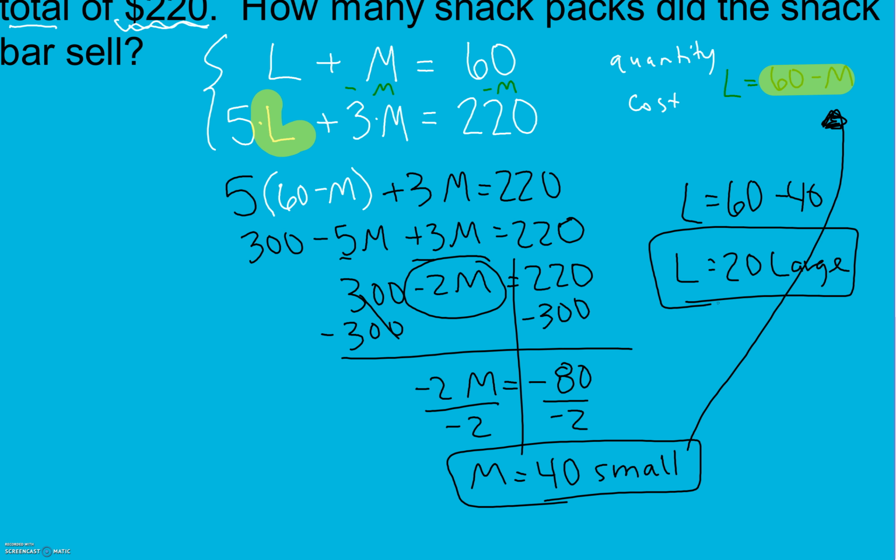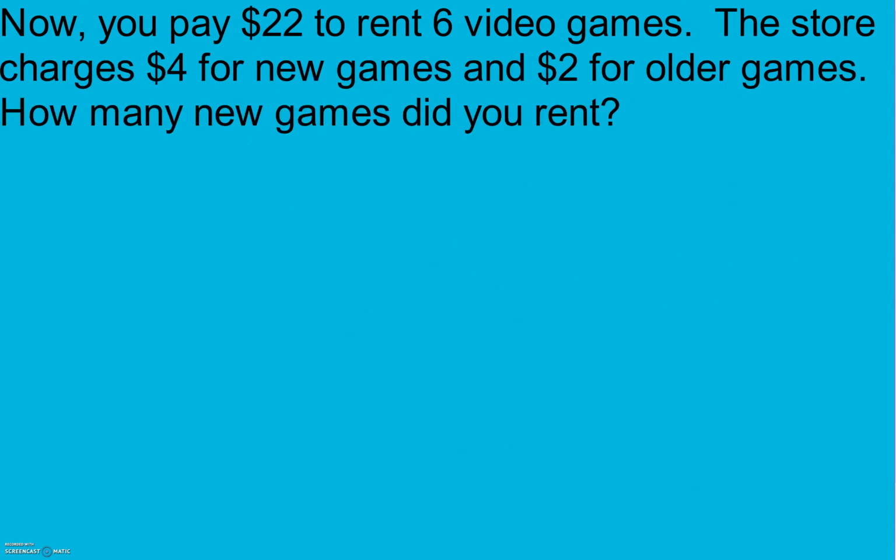So how many snack packs did the snack bar sell? They sold 20 large and 40 small. That's the only combination that would give them a total of 60 things sold and $220 in cash. Go ahead and pause and give this a try if you'd like.